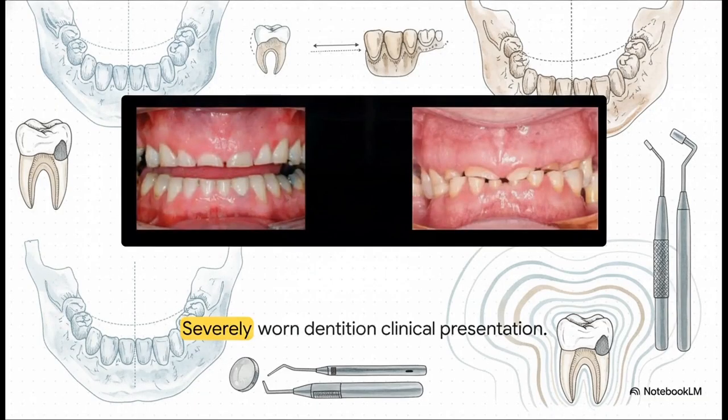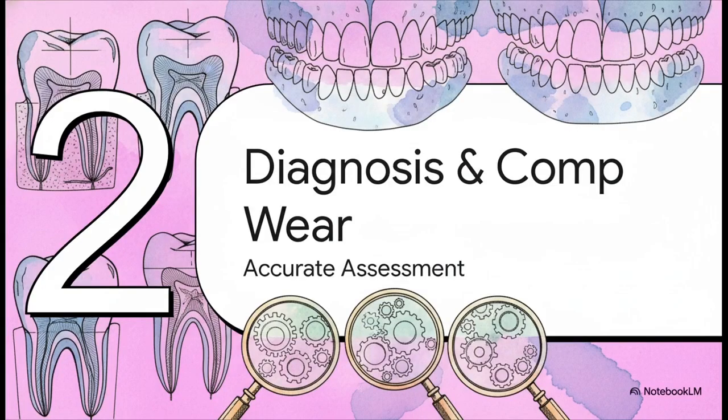When you're evaluating severe wear chairside, you're not just looking at short teeth. You are actively hunting for where the restorative space actually went and checking whether that vertical dimension has completely collapsed. Keep this clinical picture burned in your mind as we move on to talk about diagnosis. Moving right along to Section 2, diagnosis and compensated wear.